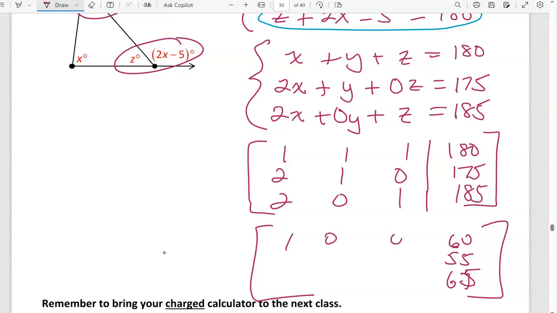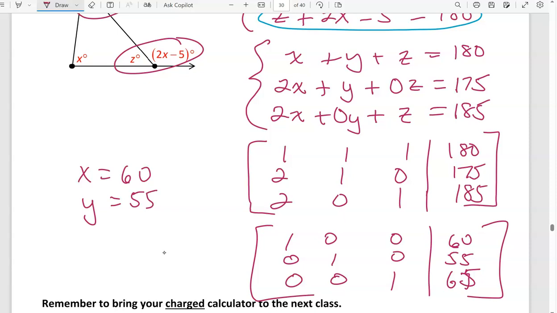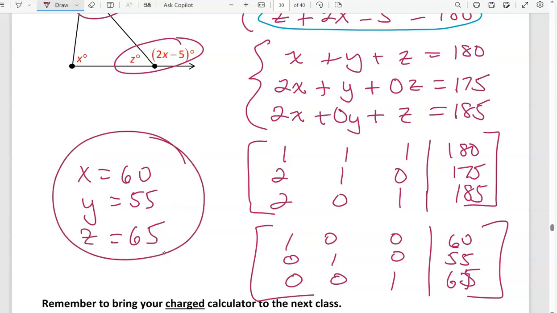And since this is in reduced row echelon form, x equals 60, y equals 55, and z is equal to 65. And that's it for the video.